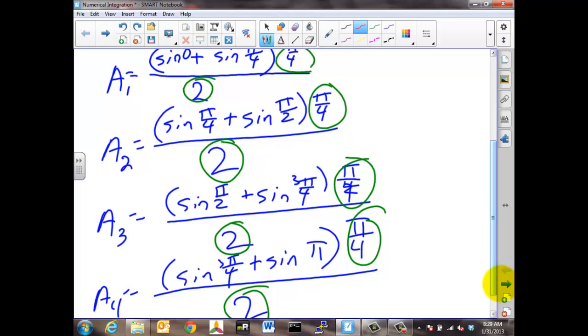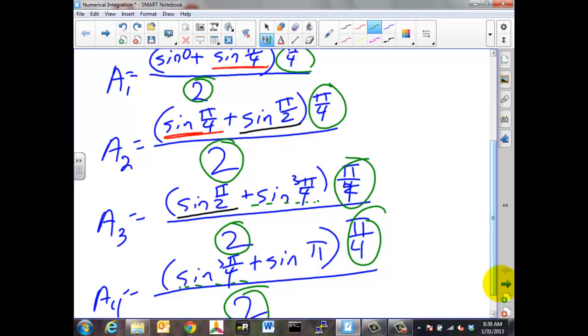And does everybody see what Madeline just pointed out? The last one in A1 is the first one in A2. The last one in A2 is the first one in A3. The last one in A3 is the first one in A4.